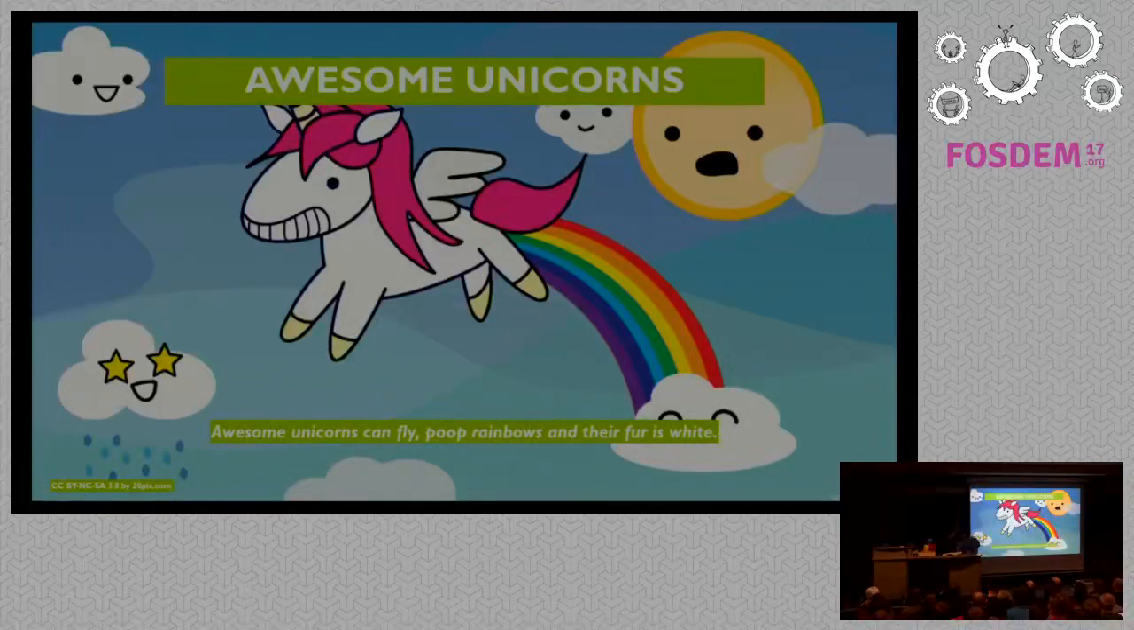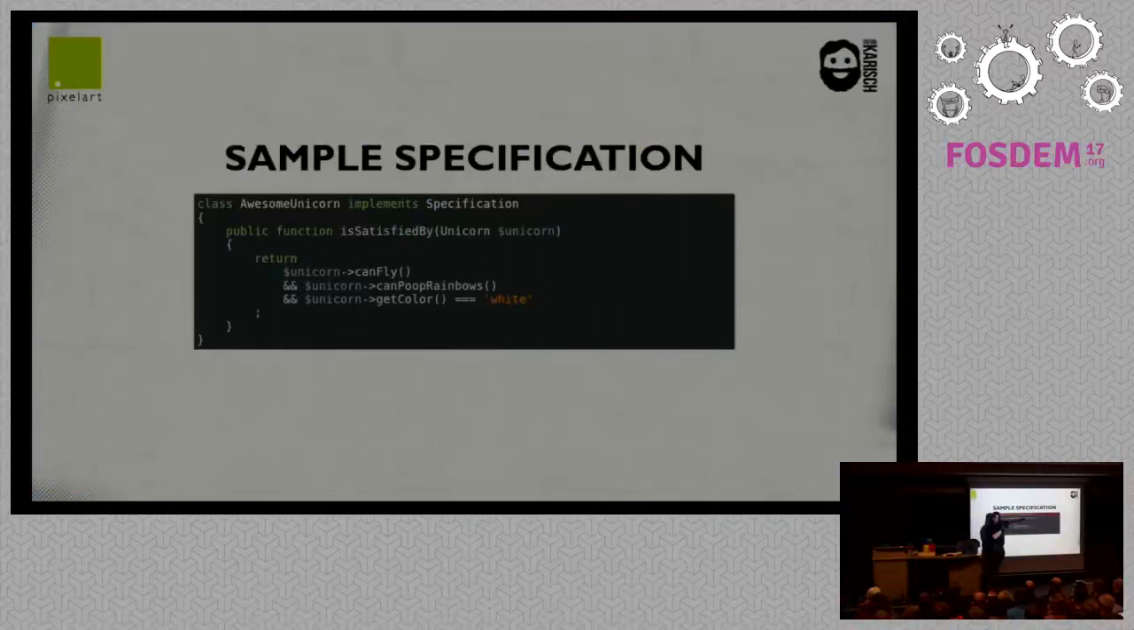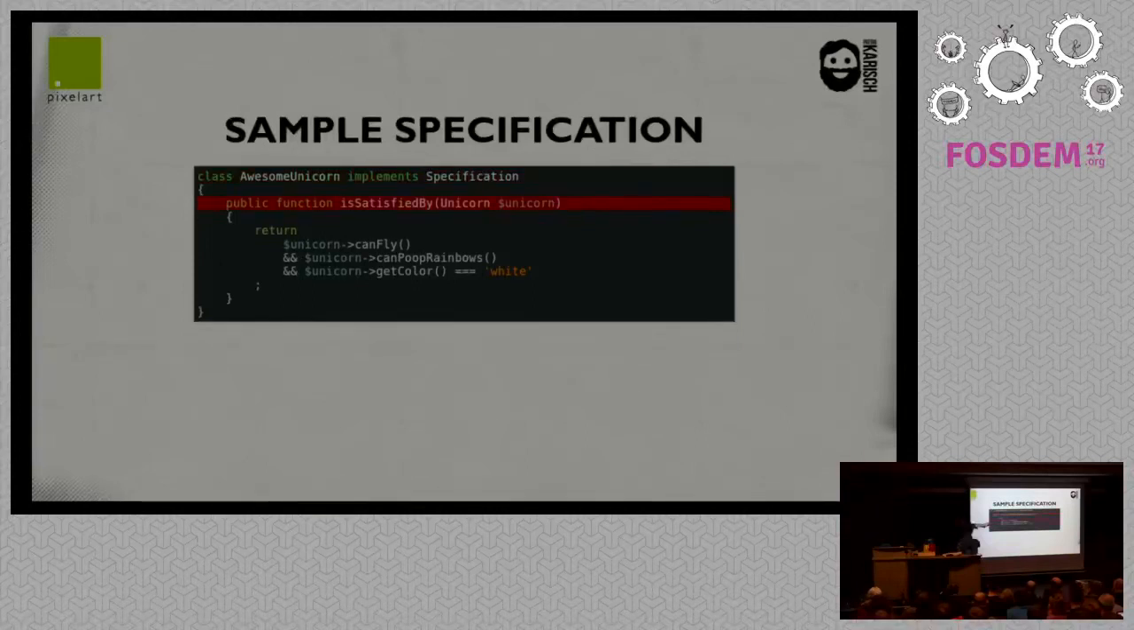And to define this business rule as a specification, we can create a simple class called AwesomeUnicorn, which implements a specification interface. The specification interface is simple. The only method it has is isSatisfiedBy. In this case, we are using isSatisfiedBy with a unicorn instance, and we can test the unicorn instance on its methods. Can it fly? Can it poop rainbows? And if the color is white, it either returns true or false. That's all about the specification class.